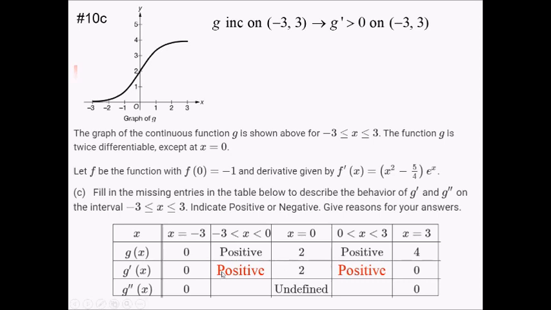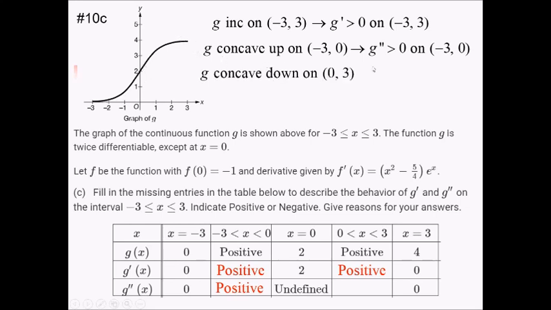Okay, now we're talking about g double prime. That's talking about the concavity of the g function. Now looking back here, we notice that g is concave up from -3 to 0. That means that g double prime is going to be positive on that interval. So let's indicate that down here in the table. We also notice that g is concave down from 0 to 3, which means that g double prime is going to be negative on the interval from 0 to 3. So that means we'll put negative in that part of the table, and we're done with that one.